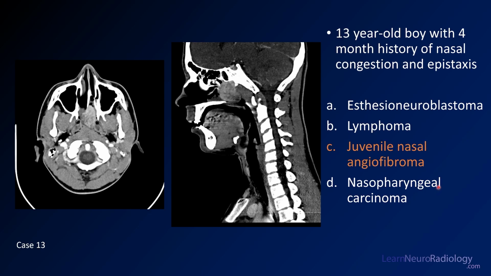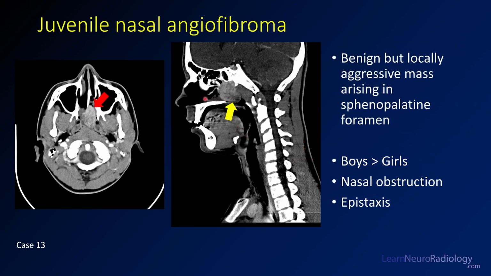So anytime you see a young boy with a nasal mass, you should be thinking about JNA. These are enhancing masses. They start in the sphenopalatine foramen. This is important. Remember, they start in the sphenopalatine foramen, not the PPF, even though these are like a millimeter apart. Remember that it's boys more than girls. They cause nasal obstruction. They often present with nosebleeds. They will often be embolized before resection to minimize the risk of bleeding.